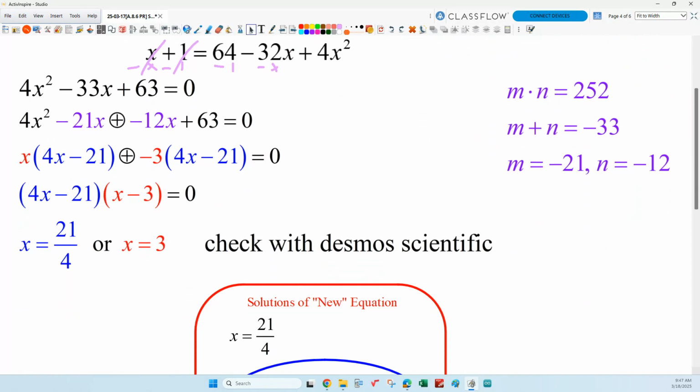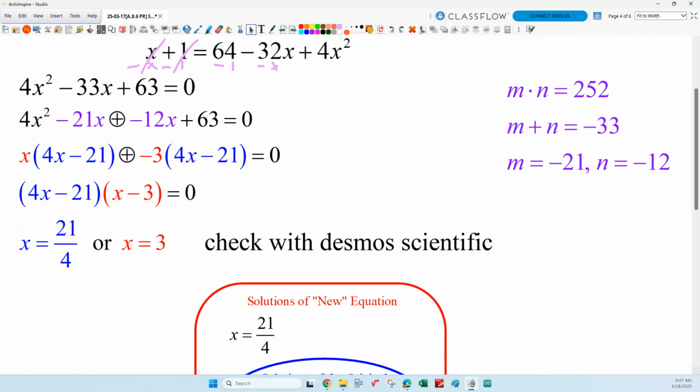And then just a quick reminder, what do we do with those? Well, that's how we split that middle term, right? It's going to split into negative 21x plus negative 12x, and then we just factor by grouping. Group number 1, the GCF, the only thing we can factor out is an x. So we're left with 4x minus 21. Now we know we have to have the same binomial in group 2, and the only way to make that work is if I have a negative 3 out front.